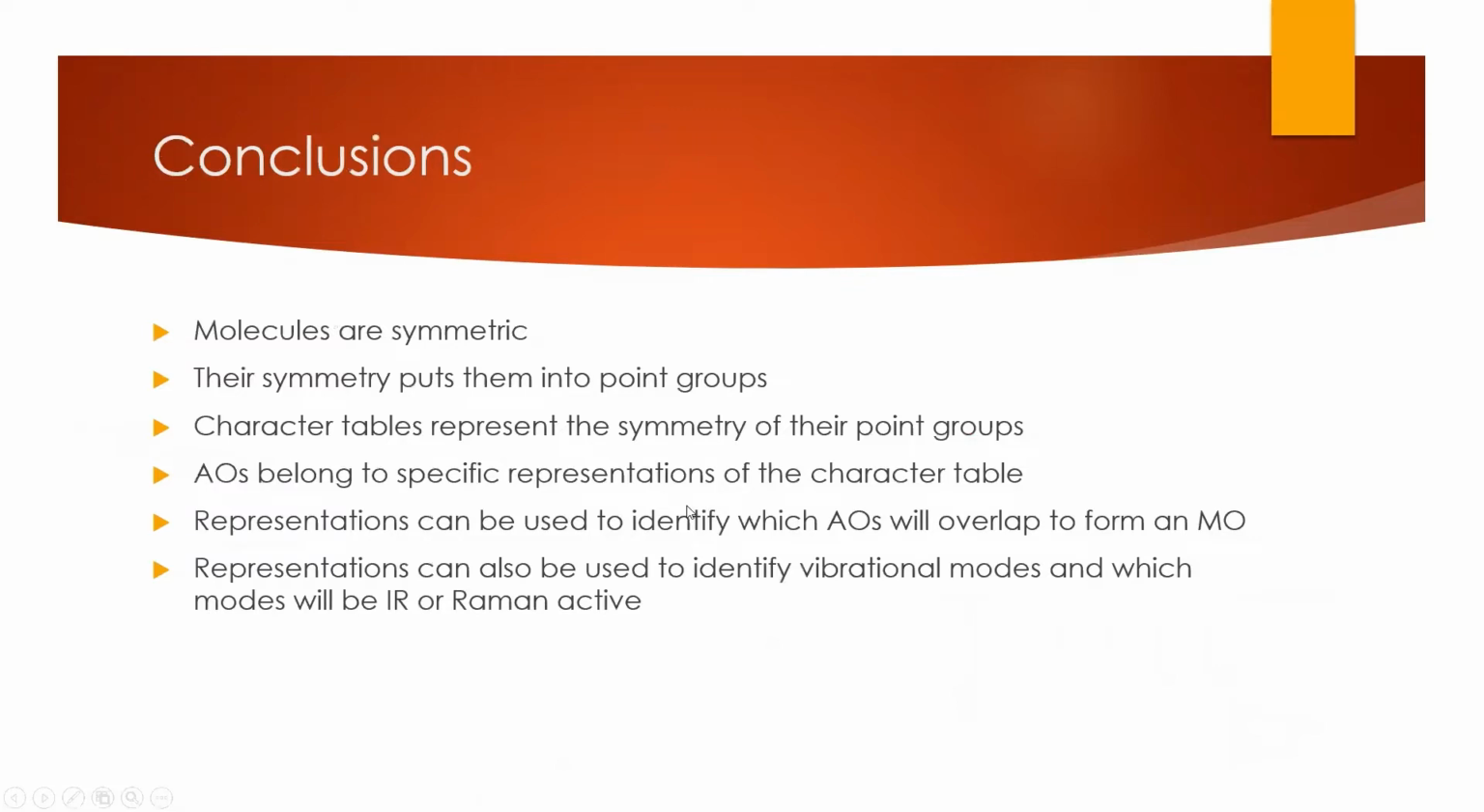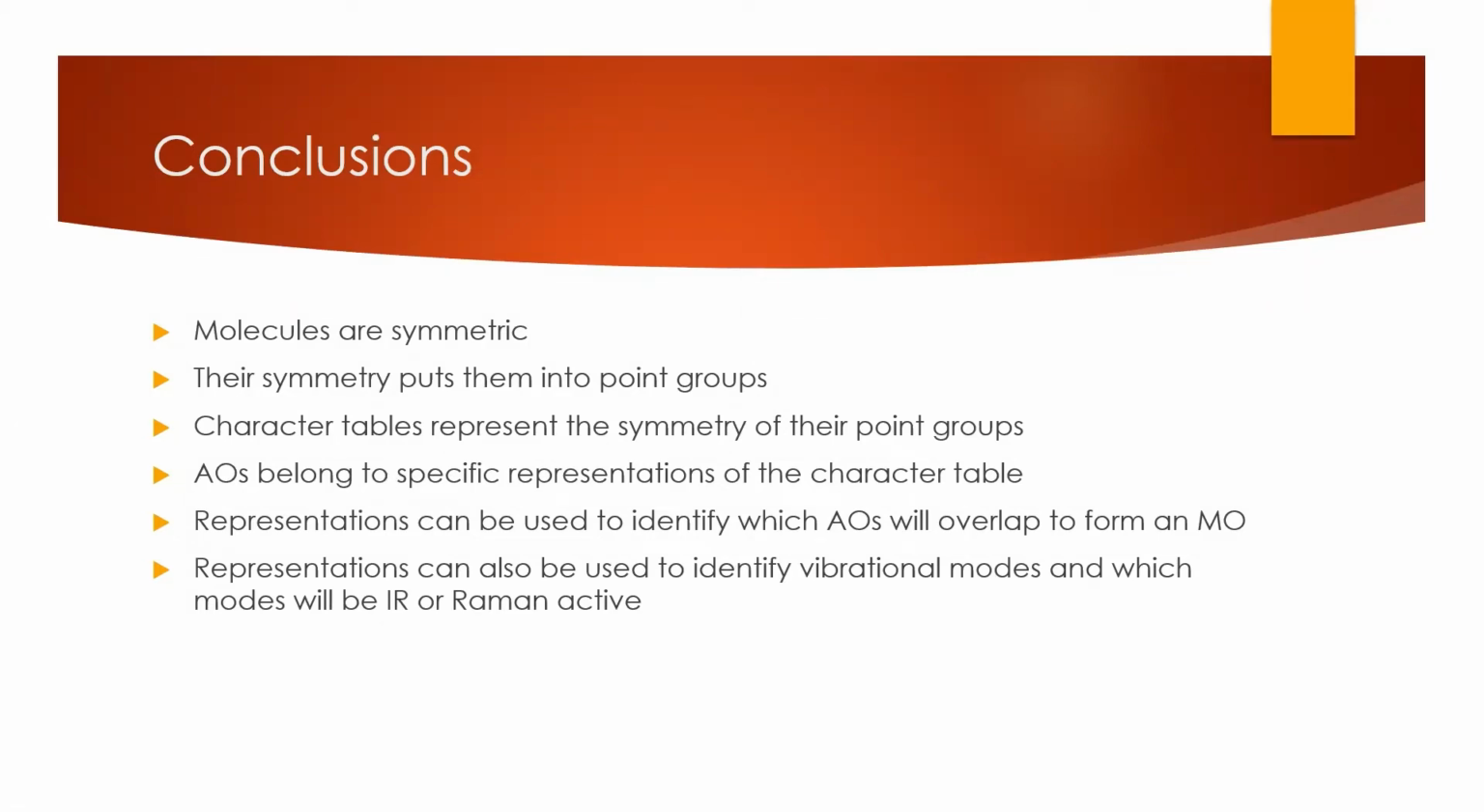Before I go, I want to conclude for the entire chapter on symmetry. The first point, which we're pretty familiar with by now, hopefully, is that molecules are symmetric. You can use the symmetry of these molecules to put them into point groups, and these point groups will give broad characteristics that apply to molecules. The most condensed form of the symmetry information belongs in the character tables, and the character tables come up with representations that describe the different types of symmetry. Atomic orbitals belong to specific representations in the character table.